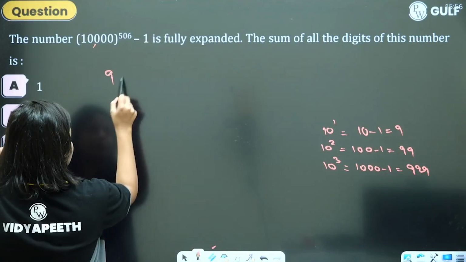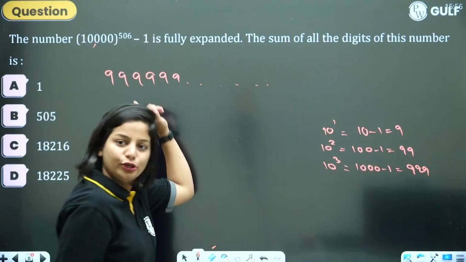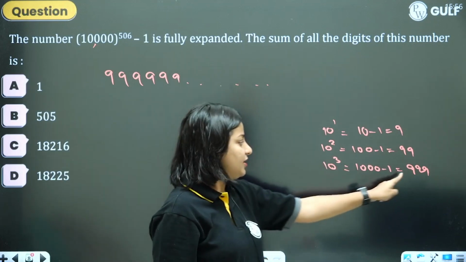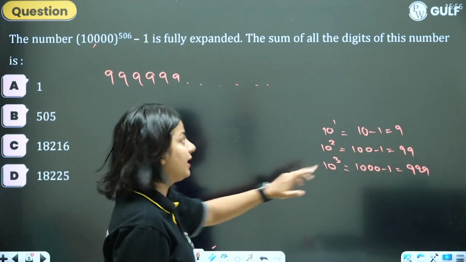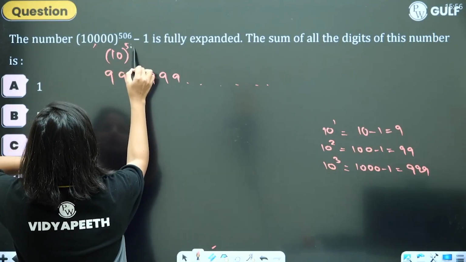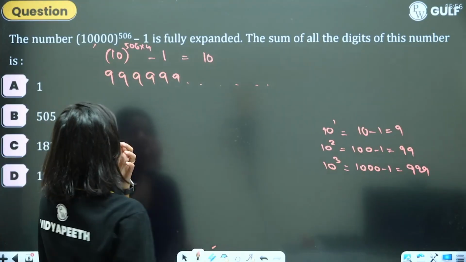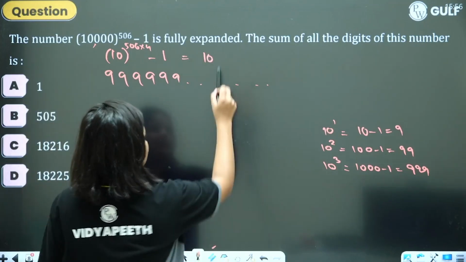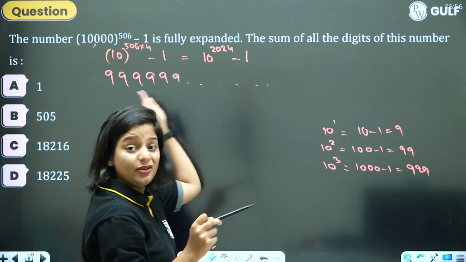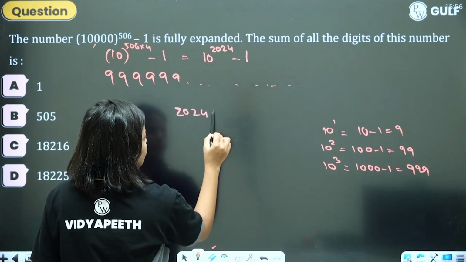Don't you think it's going to be 999999999? Like you get 999, you're going to get 999. But how many times will you get 999? If the power is 3, you get 999. Power is 2, you get 99. So here, what is the power of 10? It's 10 raised to 506 into 4, minus 1. That is 10 raised to 506 into 4, which will be 2024. 2024 minus 1. So there are going to be 2024 times 9. This 9 is going to be how many times? 2024 times.